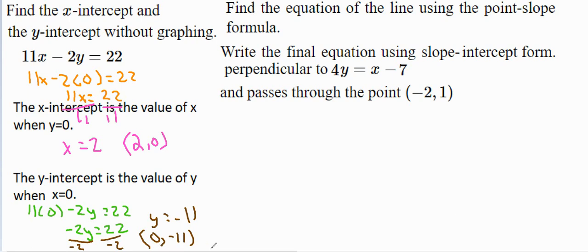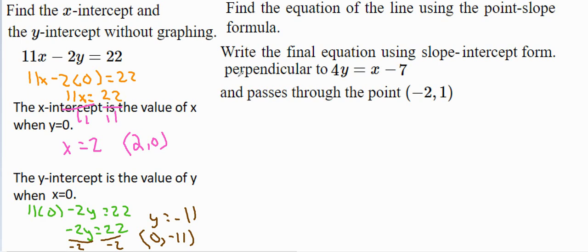The next problem has a lot of steps to it. So we want to find the equation of the line using the point slope formula, and we want to put it at the end in slope intercept form, set equal to y. It's perpendicular to 4y equals x minus 7, and it passes through the point (negative 2, 1). So it looks like there's a lot going on in this question.